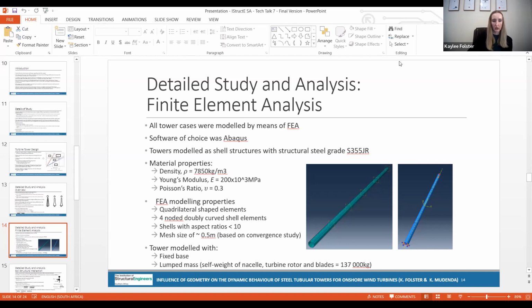So while you might think we're talking about finite elements and 0.5 meters seems rather large, just keep in mind that that is relative to a 100-meter or 120-meter high tower. But as I said, that was based on a convergence study, so it was the ideal mesh size to use. And then for the tower itself, we made use of boundary conditions such that we gave it a fixed base, so it was essentially modeled as a cantilever beam. And then we placed a lumped mass at the top of the tower, and that lumped mass accounted for the self-weight of the nacelle, the turbine rotor, and the blades.